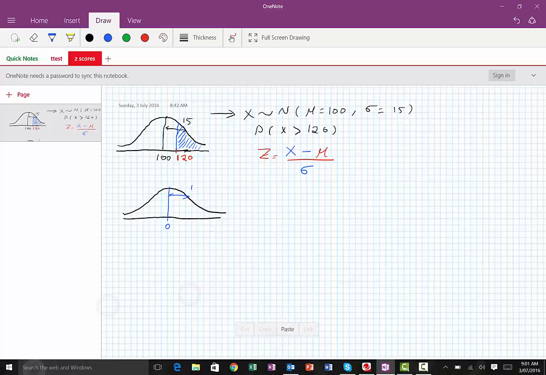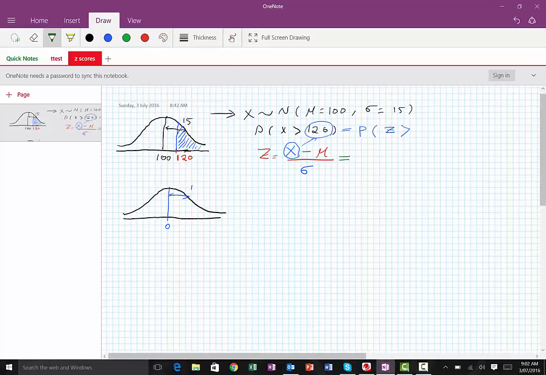Now, this x is really my observed value. We want to know what proportion is greater than or less than this value. So the probability of x greater than 120 can be changed to the probability of z greater than what value? We have to use this formula. So here it's equal to the observed value of 120 minus 100, divided by sigma, which is 15. So this is equal to 1.33.